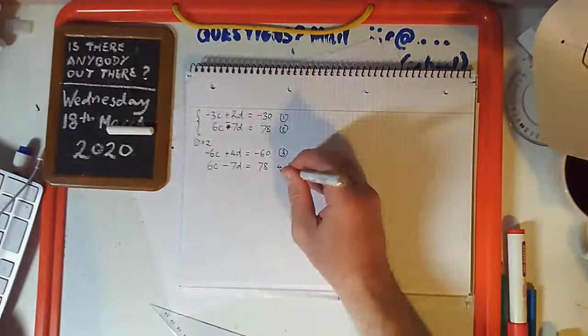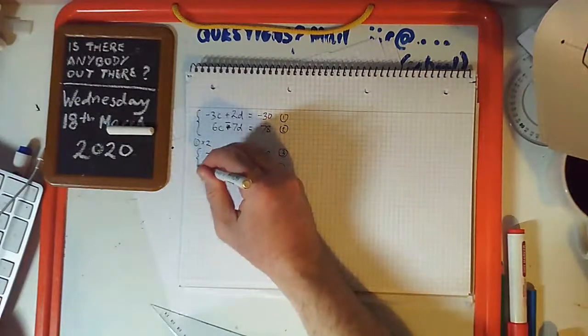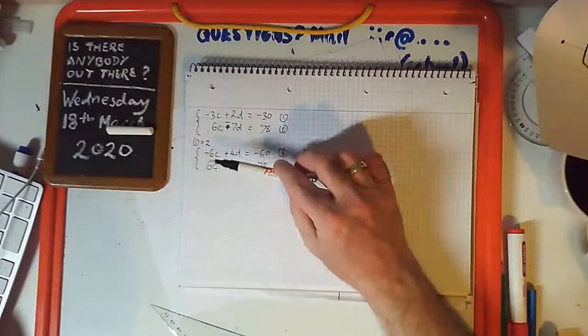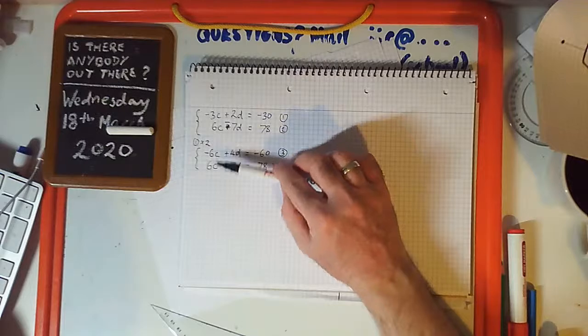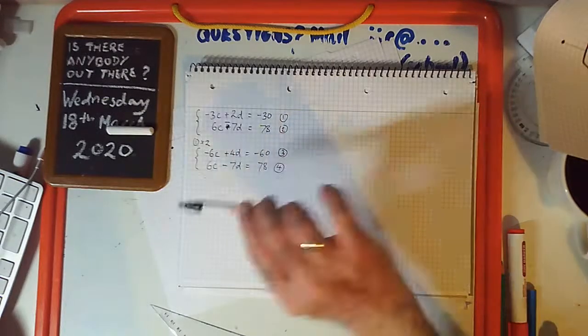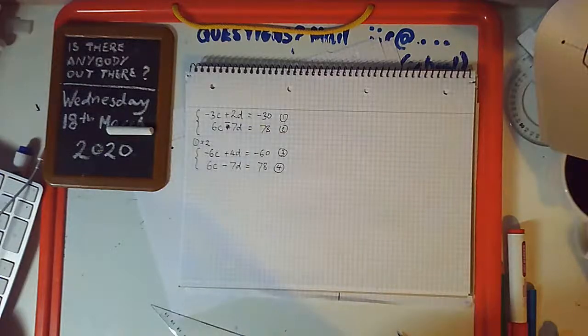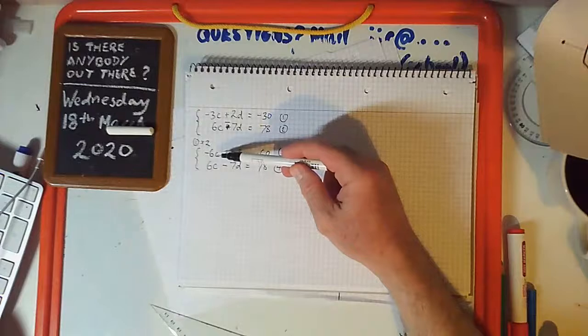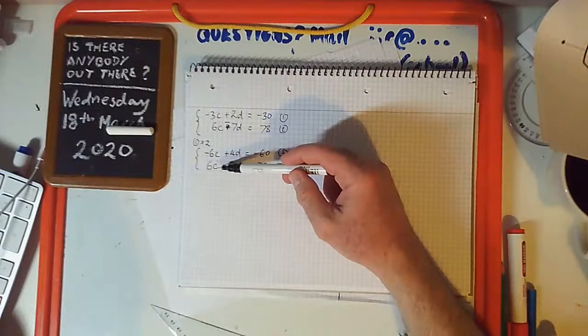But I'll call that equation 4, even though it's the same as equation 2. So what I've done there is I've made the C's almost the same. I've made them positive and negative of the same thing. So I've got a minus 6C here and a 6C here.